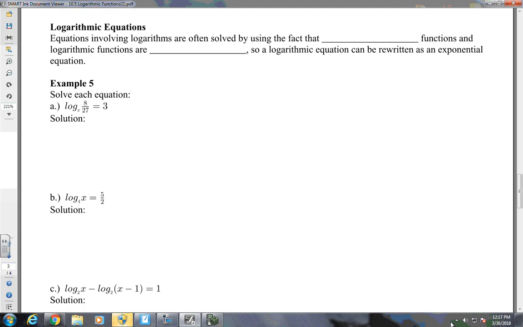So example 5a, we have log base x of 8/27 equals 3. We want to undo the operation represented by that logarithm. That is, we're going to convert from logarithmic form to exponential form. So we're going to take the base of the logarithm, that's the subscript x. We're going to raise it to the exponent indicated on the other side of the equal sign, that's 3, and we'll set it equal to the argument of the logarithm.